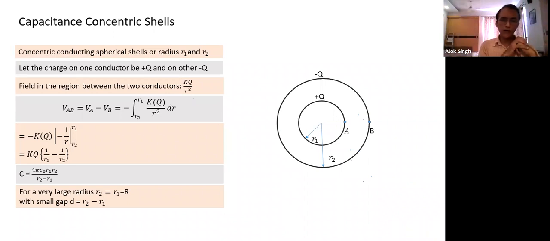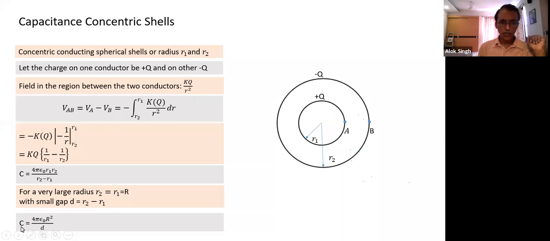What would be the capacitance in that case? Very large radius. I can say R2 is almost equal to R1, R1 being the radius. So 5 and 5.001 are the same, and the small gap is D, which is R2 minus R1. So if I substitute this value, what do I get here? In place of R1 and R2, both I write R. And the denominator, R2 minus R1, is nothing but the spacing between the two shells. I get 4 pi R square by D.